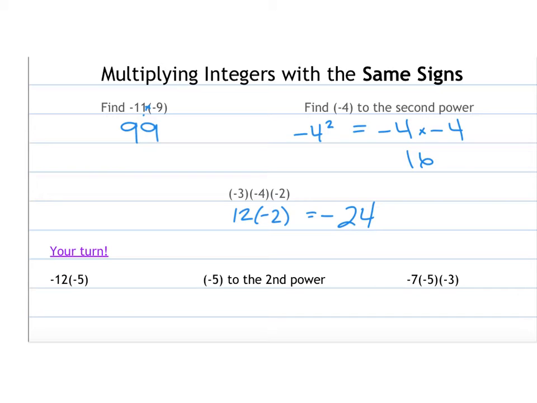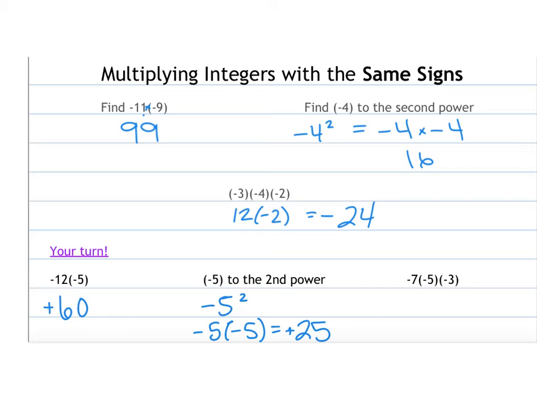12 times 5 is 60, and a negative times a negative is a positive, so we've got positive 60. Negative 5 to the second power, negative 5 squared, means negative 5 times negative 5. 5 times 5 is 25, and a negative times a negative is a positive.